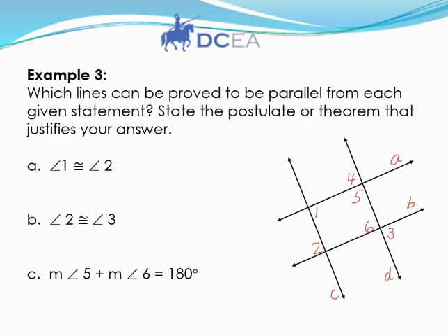So, angle 1 is congruent to angle 2. And let's go ahead and mark those. So angle 1 is congruent to angle 2. And I can see right away that those are alternate interior angles. So I know in your book it says congruent alternate interior angles imply parallel lines. You don't need to write all of that. Just write alternate interior angles. Okay.